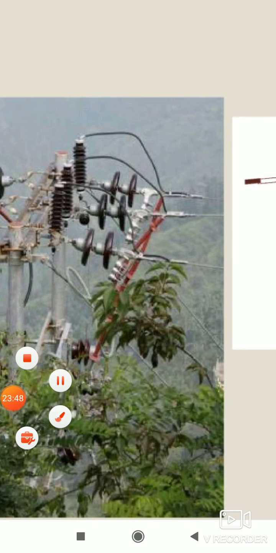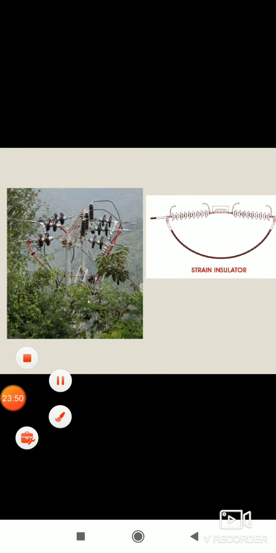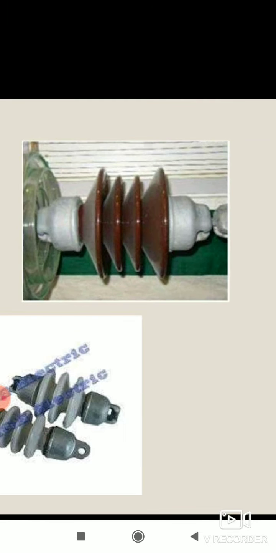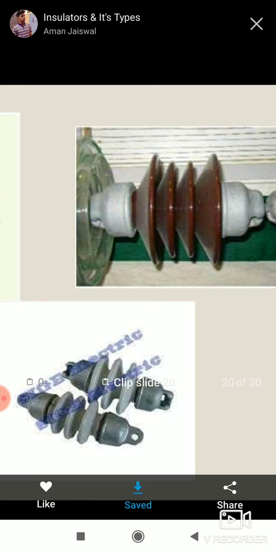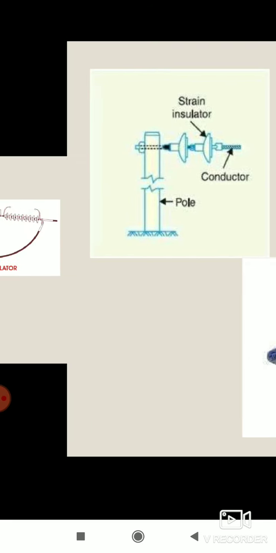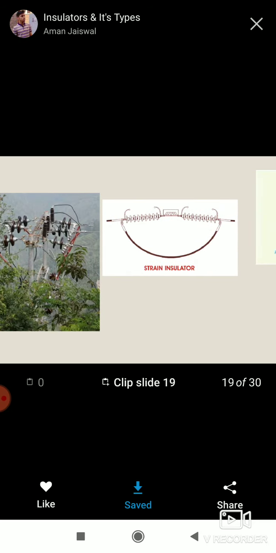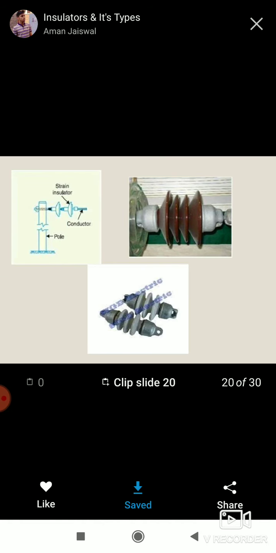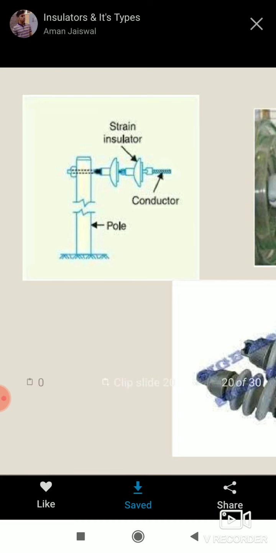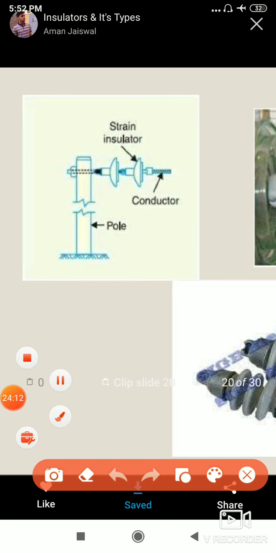This is about strain type insulator. Next, these are the strain type insulators, which are for greater than 33 kV, right? These are the practical examples that we are using, where the conductor is placed vertically. The insulator can be placed horizontally or vertically. If it is placed vertically, we can call it a strain type insulator.